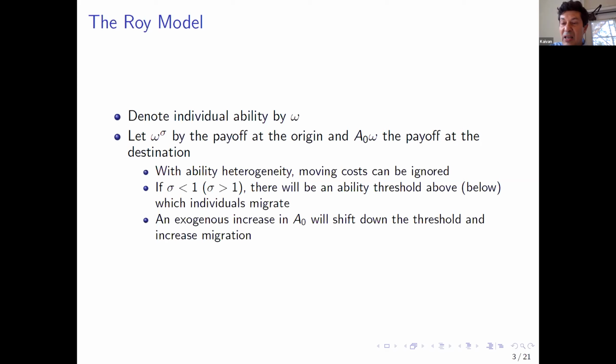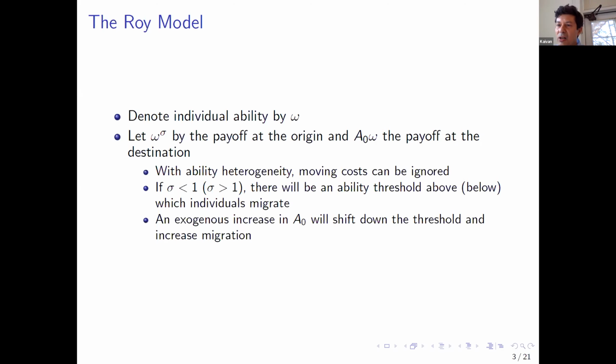If everybody is the same, you need something else to decide who's going to migrate and who's going to stay. And then you do need moving costs. For our purpose now, we can just ignore the moving costs. And now what's easy to see is that if sigma is less than 1, then there's going to be positive selection on ability, and there will be an ability threshold above which individuals migrate. If sigma is greater than 1, then there will be negative selection on ability, and individuals below a particular threshold will migrate. In addition, an exogenous increase in A0 will shift down the threshold and increase migration.